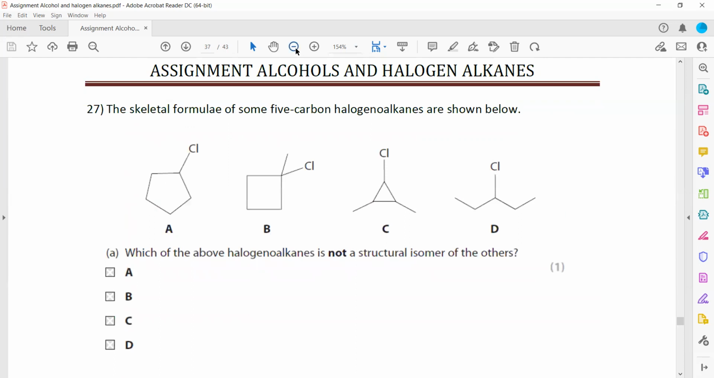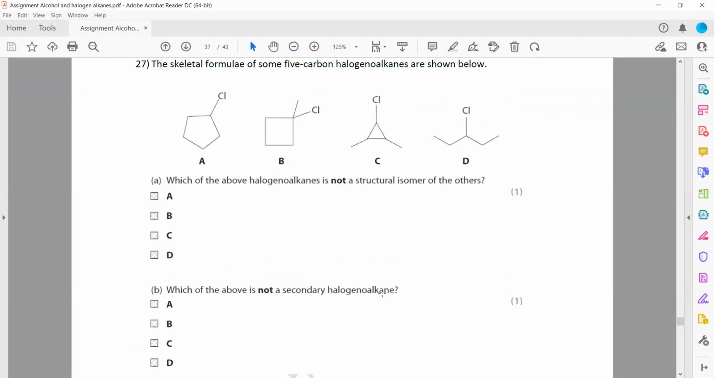In question 27, the skeletal formulas of five carbon atom halogenoalkanes are shown. Which of the above is not a structural isomer? You have to count, because structural isomers have the same molecular formula but different structures. When you count the number of carbon atoms, here 1, 2, 3, 4, 5. 1, 2, 3, 4, 5. 1, 2, 3, 4, 5. And 1, 2, 3, 4, and 5.